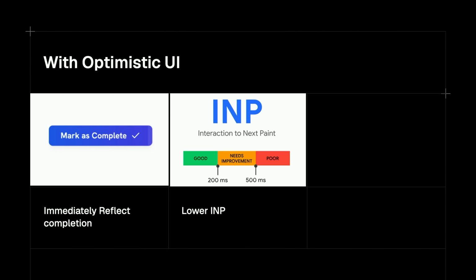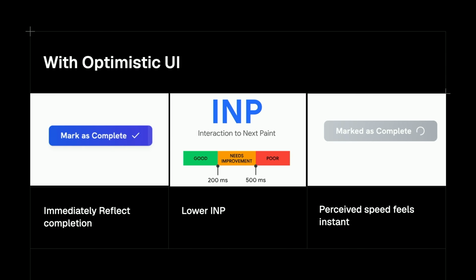So with optimistic UI, now clicks feel instant because I immediately reflect completion. I improve the Interaction to Next Paint because now there's lower INP. And then perceived speed means it feels instant, which is the ultimate goal for performance. It feels fast, not just is fast. And lastly, no one likes a frozen screen. Your app can be technically fast, but if it locks the user out while fetching or submitting data, it can feel broken. Let's take an analogy.